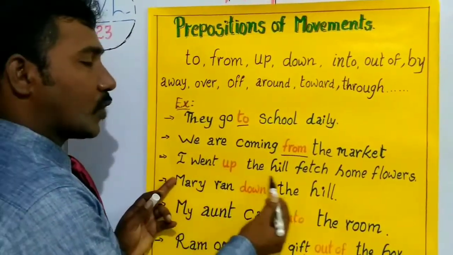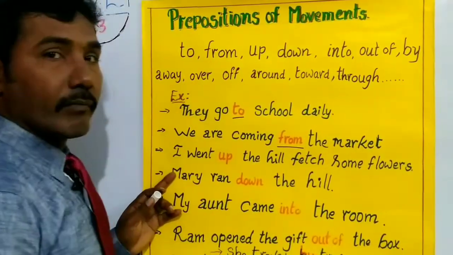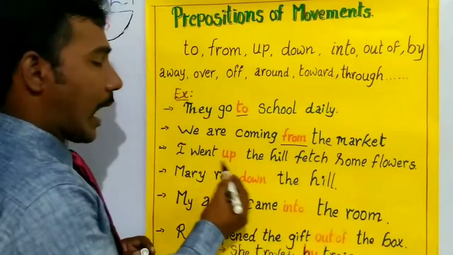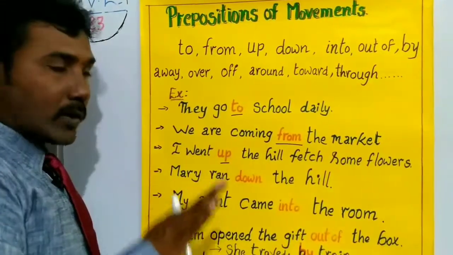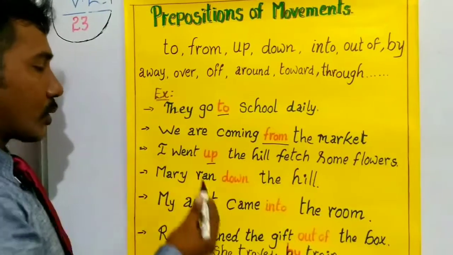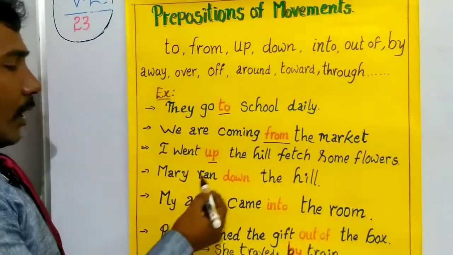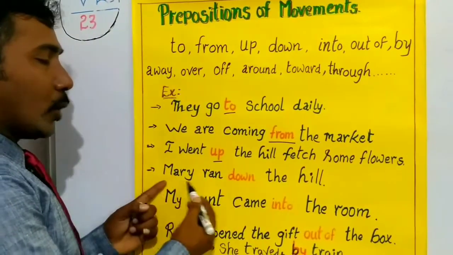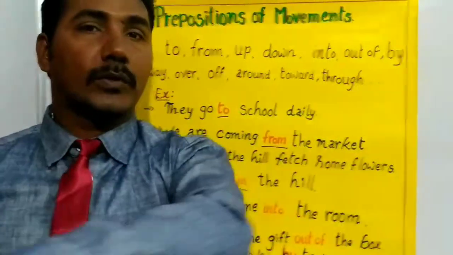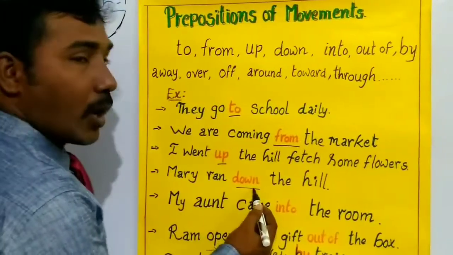I went up the hill to fetch some flowers. Went up. Up is the preposition because she is going up the hill, right? So I went up the hill to fetch some flowers, and up is the preposition here. And Mary ran down the hill. So she's moving, right? Mary ran down the hill.